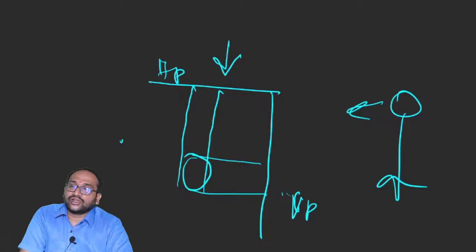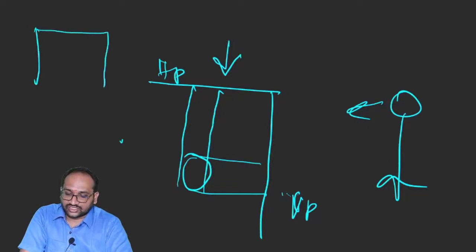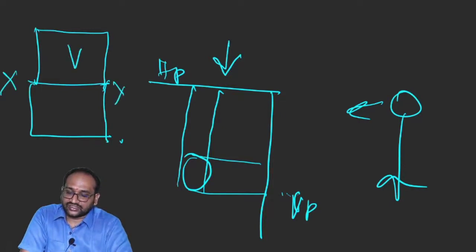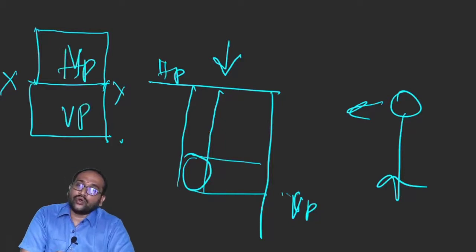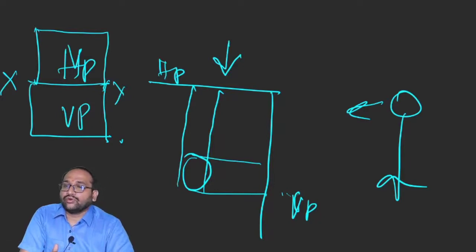If you rotate the horizontal plane in third angle projection, it will come above XY. Above XY is the horizontal plane, below XY is the vertical plane, and this is the XY reference line. This is HP, this is VP. So in third angle projection, top view comes above XY, front view comes below XY. In first angle projection, top view comes below XY, front view comes above XY.